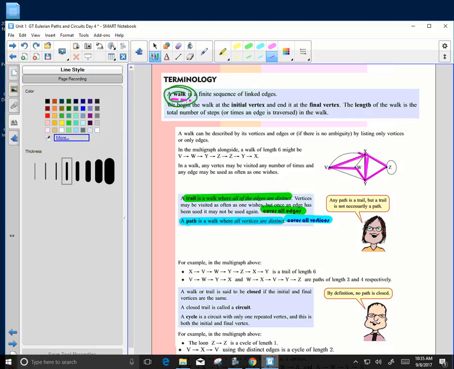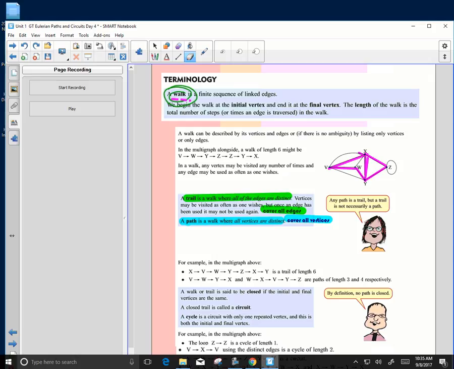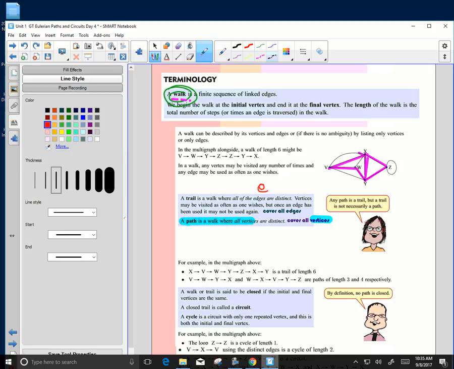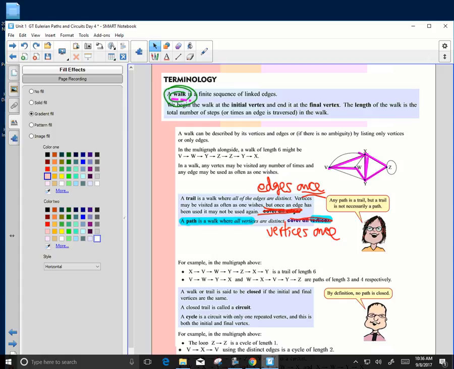The walk where the edges are distinct. Oh, that's right. You can't use it twice. So it covers edges. Maybe it doesn't cover all the edges. It just hits the edge once. Edges once. Cross that out. I'll fix that. It's not on yours? Good. And then the path, it doesn't cover all the vertices, it hits the vertices once. That sounds right. Okay, so the edges once, vertices once.